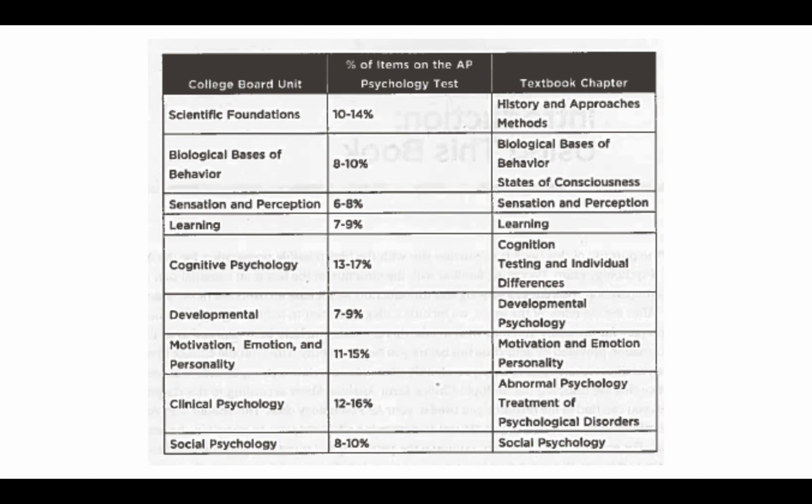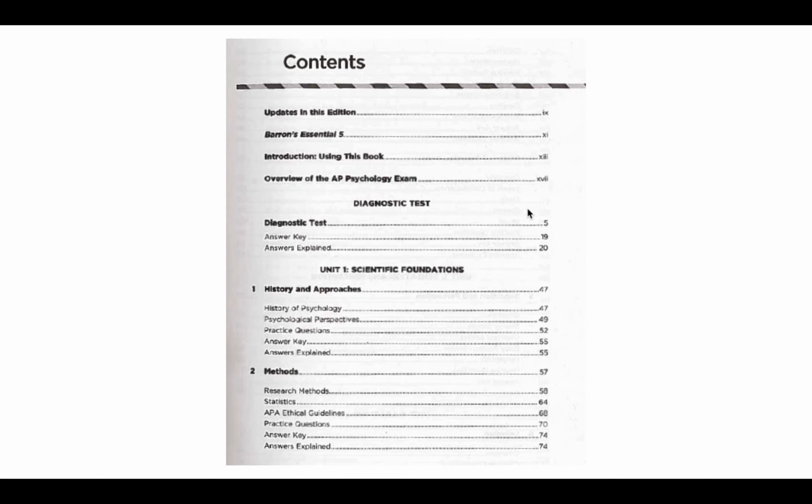We represent this also in the book. In the Barron's AP Psychology book, 9th edition, you'll find the new College Board unit, and you'll also find indications about which textbook chapter you can use to find information about that content area. This is reflected in the table of contents. As you can see here on the table of contents, new Unit 1 includes 2 different chapters, History and Approaches and the Methods chapter.